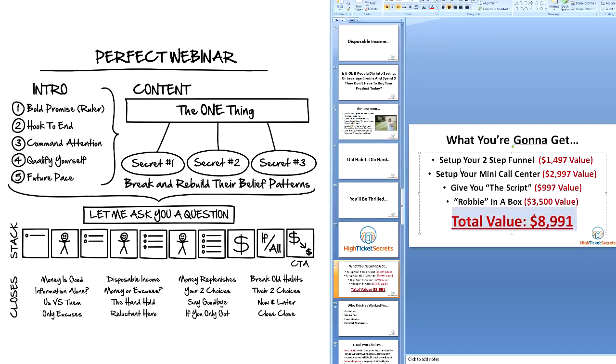That's what this was. This is my core offer, right? I'm going to show you how to set up a 2-step funnel, help you set up a mini call center. I'm going to give you the actual script to use. I'm going to give you Robbie in a box. Boom, there's the core offer, right?